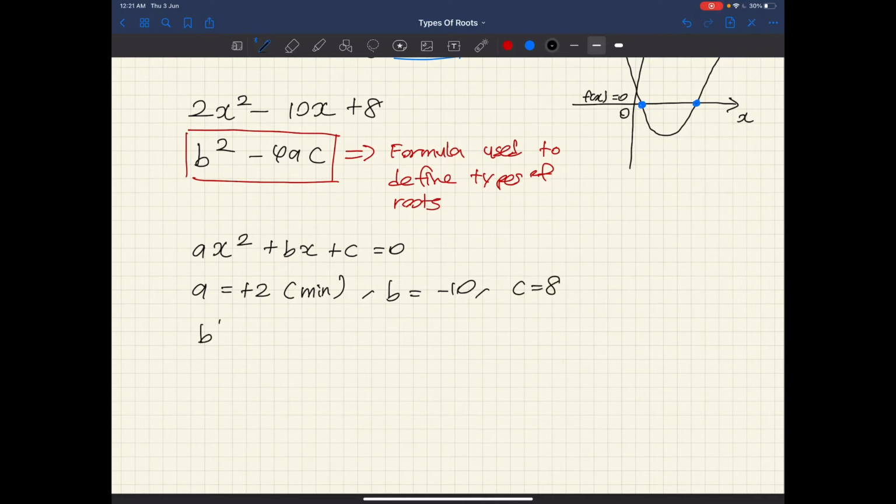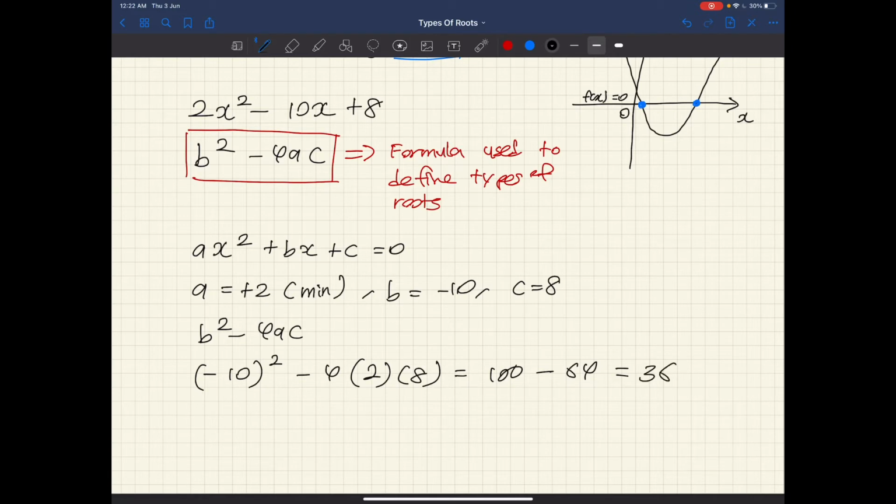The formula states b squared minus 4ac. Start with b squared, which is negative 10 squared, minus 4, and your value for a is positive 2, and then your c is 8. Negative 10 squared is 100, and then you have negative 4 times 2 is 8, times 8 is 64, and now you end up with 36. So when you do your analysis, b squared minus 4ac, you get 36.